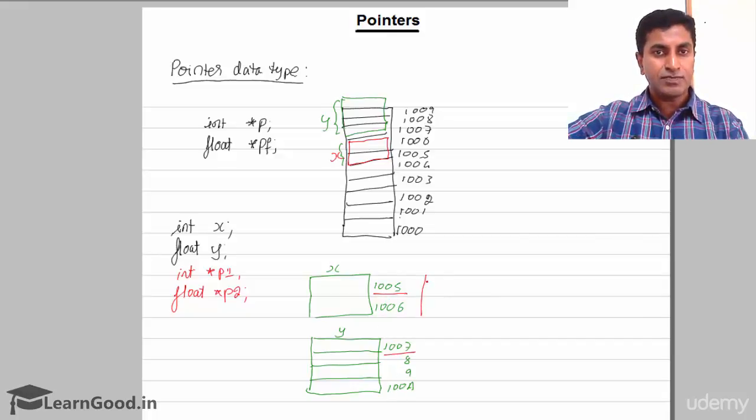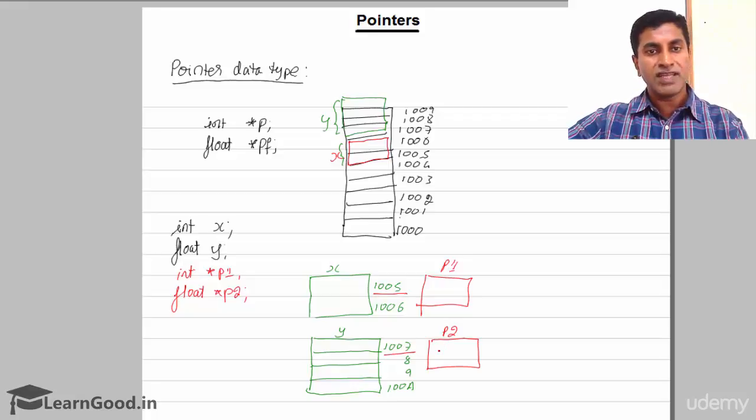That is, inside this P1, we are going to store nothing but 1005. Same way in case of your P2, which is of type float, even in that case also we are going to store here 1007. That is, if I want to make P1 point to this x, in that case P1 will have here 1005. Same way if this P2 has to point to this y, then it will hold here 1007. Now, in both the cases it is holding one address, a single address, okay, not all the 4 addresses.